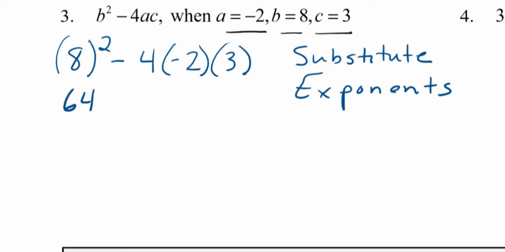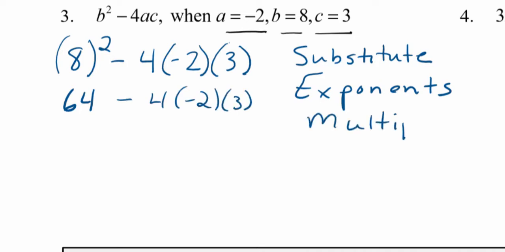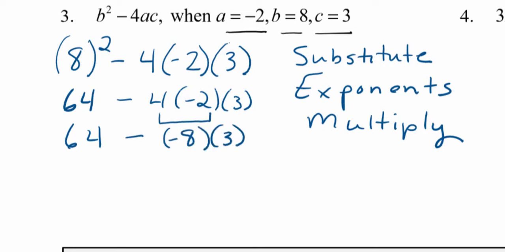And 8 squared is 64. And then I'm just rewriting the step, and the next step will be to multiply. And we've got to multiply here. We've got -4 times -2. So we're going to go left to right. We have -4 times -2, which is 8, and 8 times -3, which is going to give us -24.